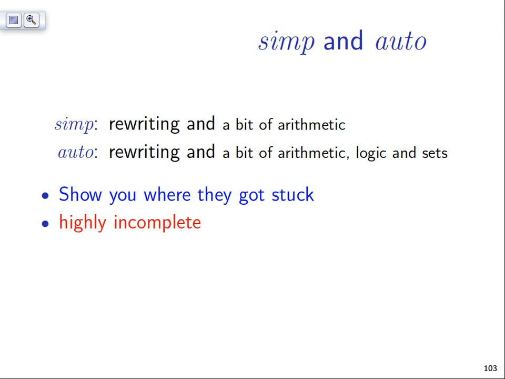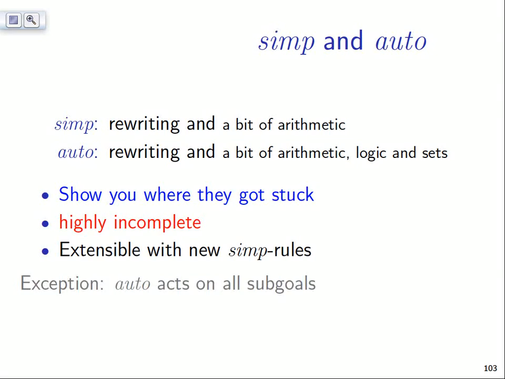And now I will discuss some more proof methods that typically don't show you where they got stuck, they just fail. On the other hand, they are more complete. And both of them are extensible with new simp rules. And there's this little exception. Auto is the only one of the proof methods that acts on all the subgoals rather than on just the first one.